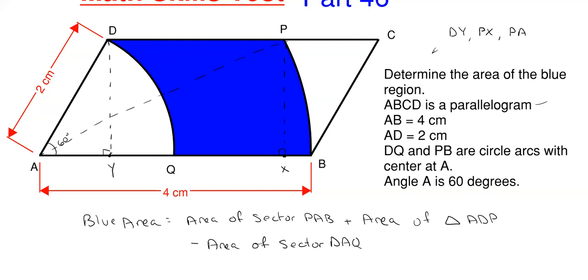Also, I would need to determine angles here. I would need to determine this angle PAX, which would be this one right here for the circle sector. And I would also need to determine the opposite of that, which is DAP. Some of these are going to be very quick to get, but we need all of this information in order to find out our areas here below.